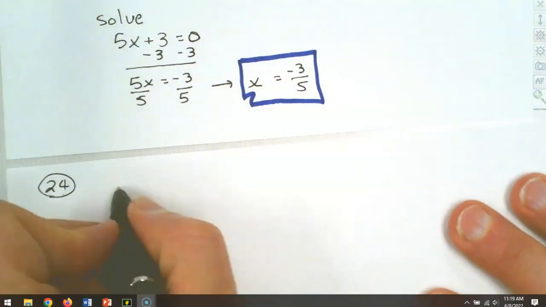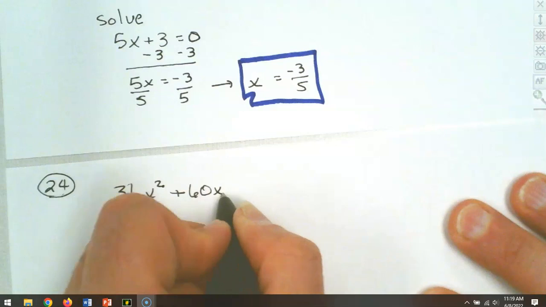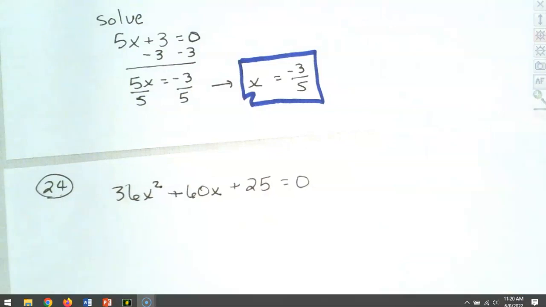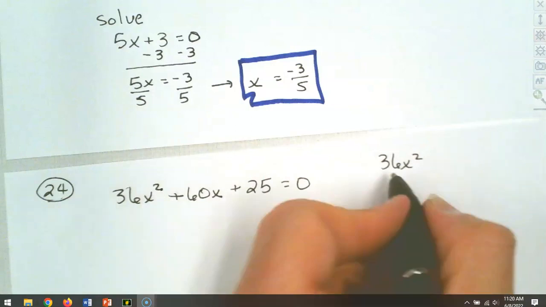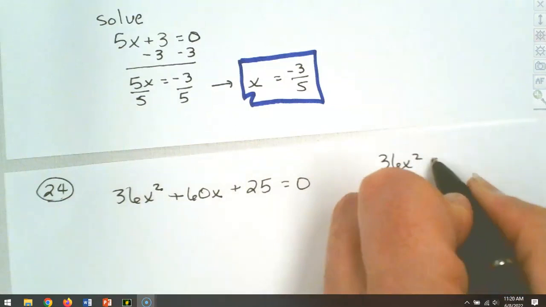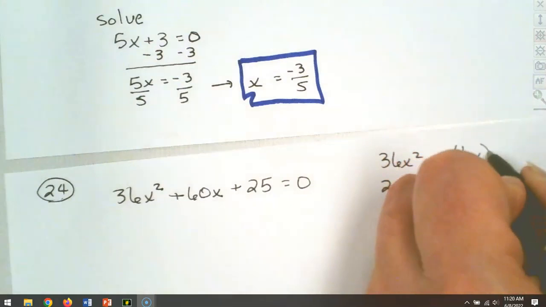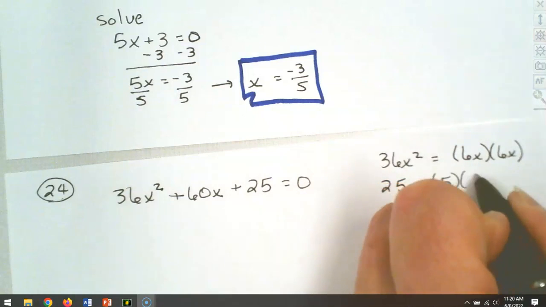Okay, so 24. We've got 36x squared, and then we've got a plus 60x, and then a 25. And what do we know? Well, we know these are squares, and 36 and 25 are both perfect squares. Always try to look at it as a perfect square trinomial if the numbers are larger. And in this case, they're larger, because I wouldn't want to try to take 25 times 36. So 36 is a perfect square of 6, so that's 6x and 6x. And then 25 is 5 and 5.